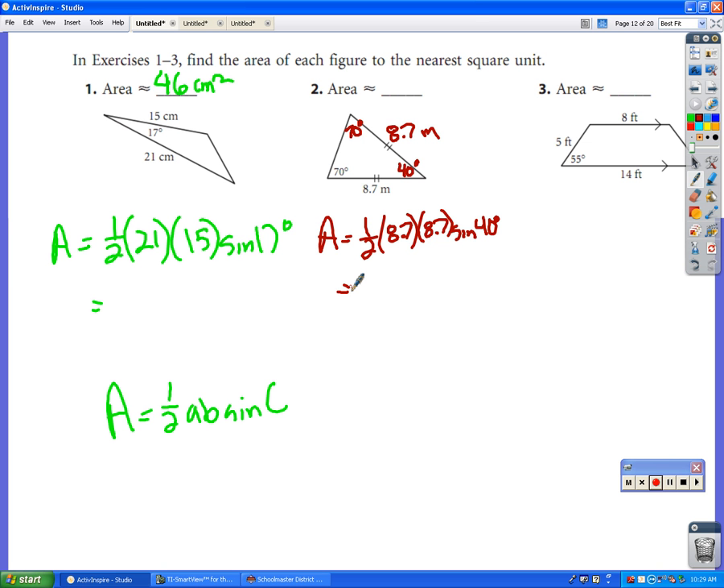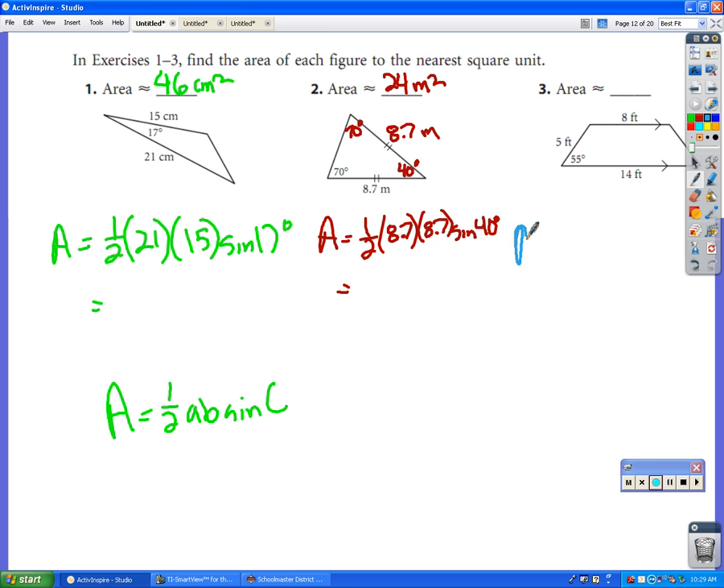And when we do that, we get 24, rounding to the nearest square unit, so 24 square meters for that. So the trick there was kind of doing some math to figure out the stuff that we needed. Okay, now we need to figure out the area of this trapezoid.